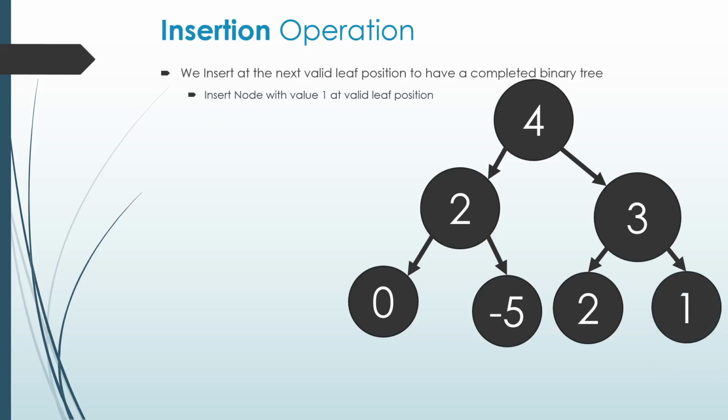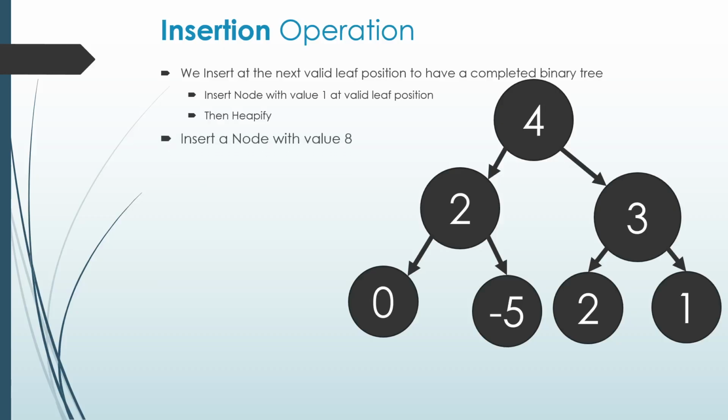So let's say now we're going to be inserting a node with value 1. This is a valid position right now. Now we need to heapify. What does heapify mean? We need to bubble up or bubble down in order to make sure that the current heap is valid or not. After we have inserted at this position, 4 is greater than 2 and 3, 2 is greater than 0 and -5, 3 is greater than 2 and 1. So basically we don't really need to do anything. Even though we needed to heapify, we didn't change anything, because in this position it is already a complete binary tree and it has its correct property.